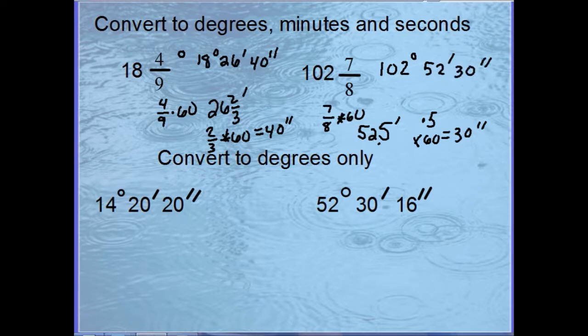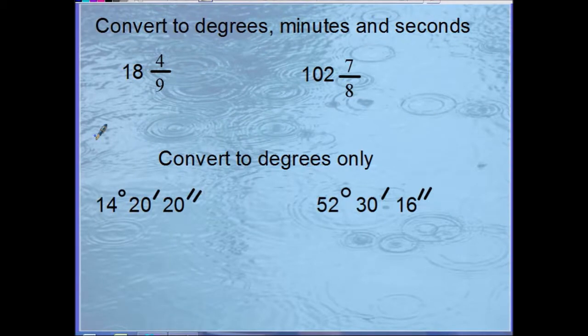For our last one, let's actually end up working backwards here. To work backwards, what we're going to do is, starting over here with our seconds, divide it by 60. If we can't write it as a terminating decimal, let's write it as a fraction. So that gives me 14 degrees and 20 1/3 minutes. Take that 20 1/3 and divide that through by 60.